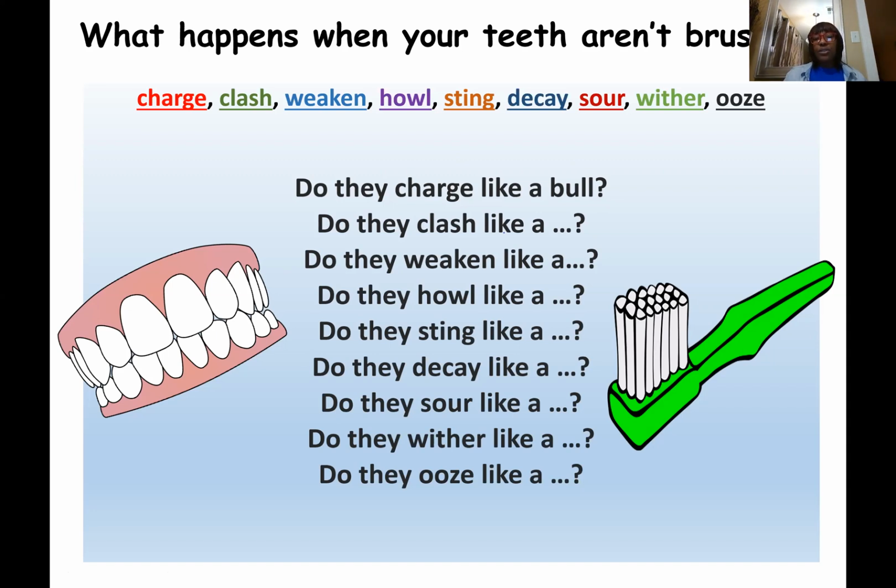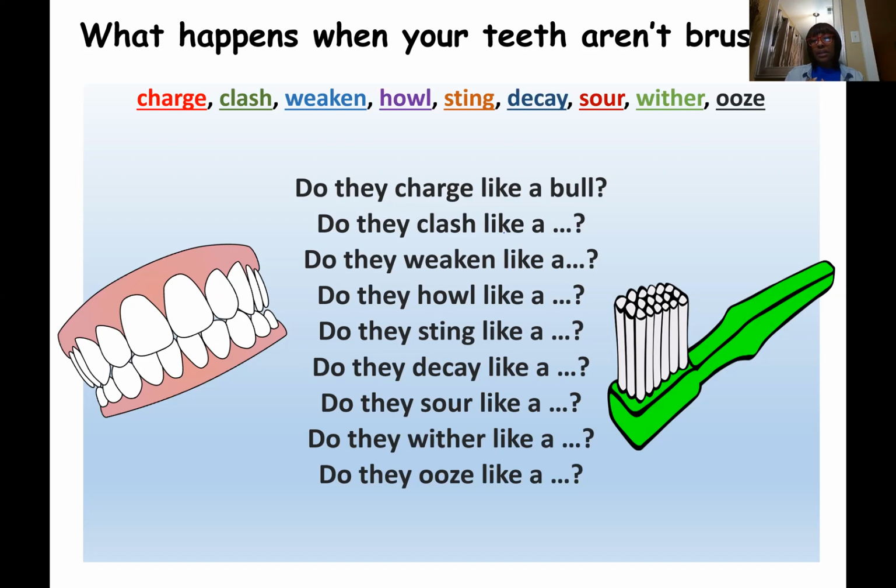So I gave you the first one. Definitely change that. You can use my example if you want to, that's okay. But I challenge you to come up with your own. So, what happens when your teeth aren't brushed? I said, do they charge like a bull? We know that bulls charge, right? They're infamous for charging. So I used the verb charge and I had to begin thinking through what else charges. What else can I use to describe teeth that are not being brushed? Well, do they charge like a bull?